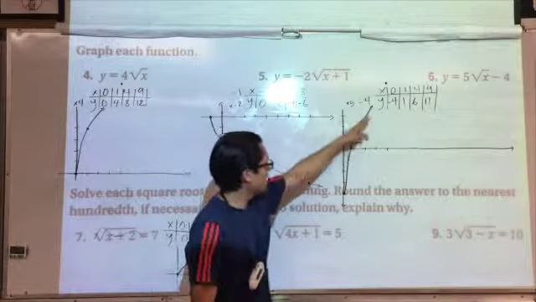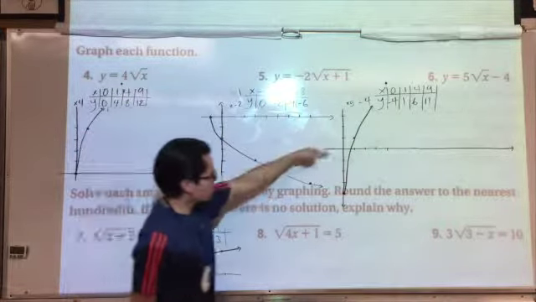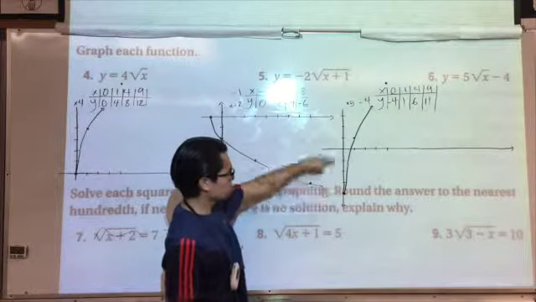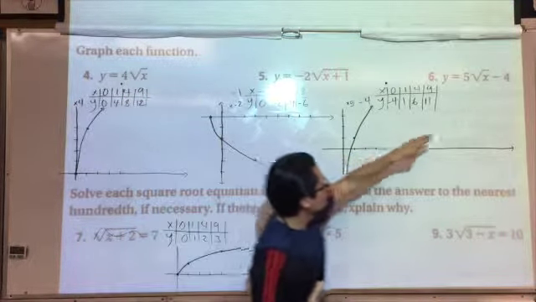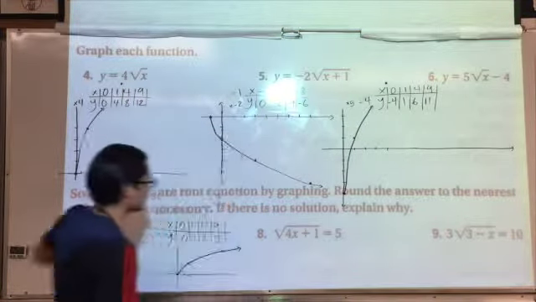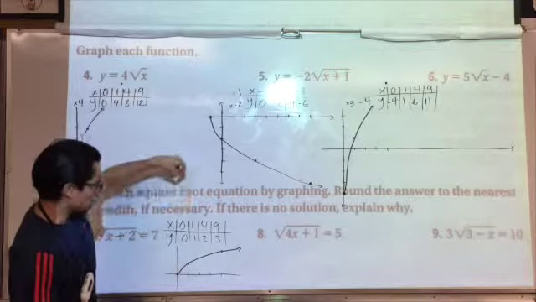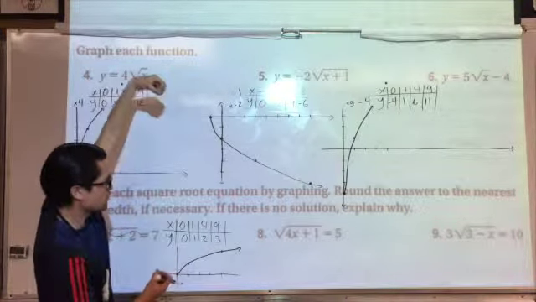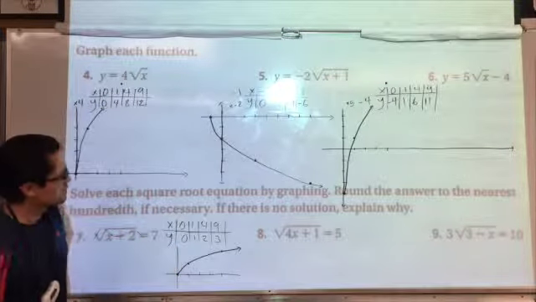So compare that to my parent function here. What happened to it? First, it got shifted down by 4 units. Actually, first it was a stretch, then the shift. First, it got stretched by a factor of 5, so it became this long function, and then it got shifted down by 4 units. And that's what it looks like.